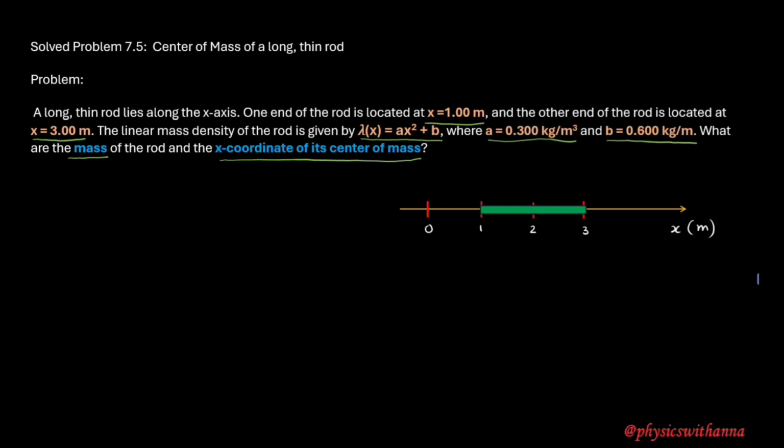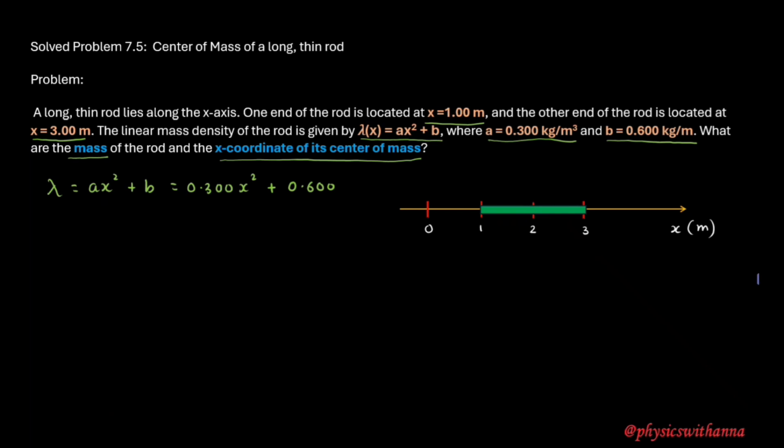So here in this question, we have a thin long rod which stretches from x equals 1 meter to x equals 3 meters. They have given me the linear mass density of the rod, which is lambda equals ax squared plus b. We have the values of a and b, which we can substitute here in lambda. a is 0.3 x squared and b is 0.6. In the first part of the question, we need to find the mass of the rod.